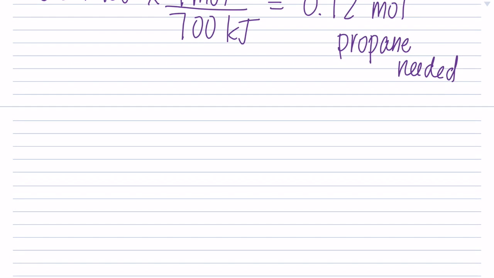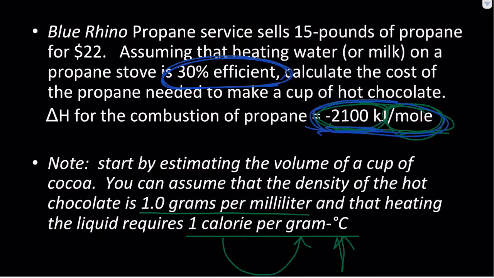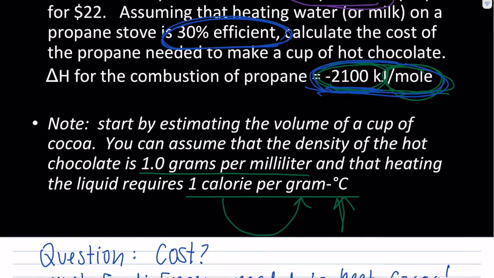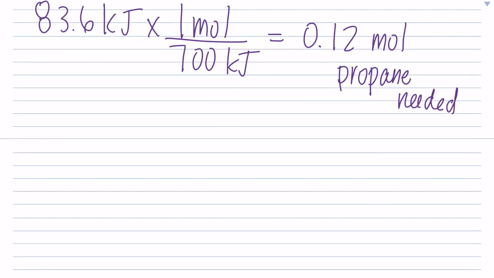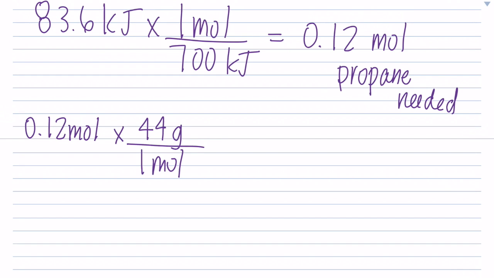Now the next part is to figure out how much it costs. So we'll see in our cost that it's 15 pounds, $22. So in order to figure out how many dollars, I need to figure out how many pounds of propane I actually have. So we have to get out of moles and go into pounds. The only way to go into pounds is through grams. So I have 0.12 moles, and I'll use the molar mass of propane, which is 44 grams.